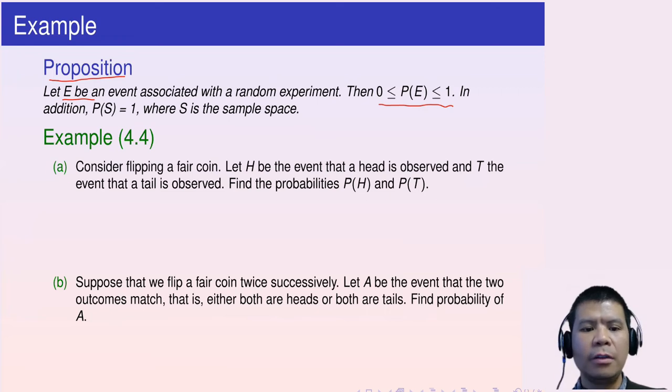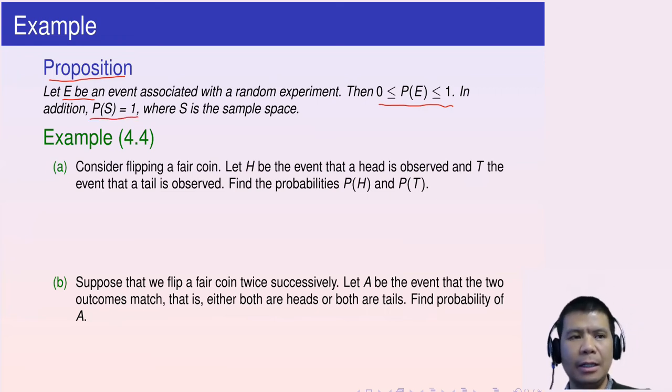Now, in addition, the probability for the sample space is always 1, because the sample space consists of all possible outcomes, and that's the total probability. The total probability is 1. Okay.